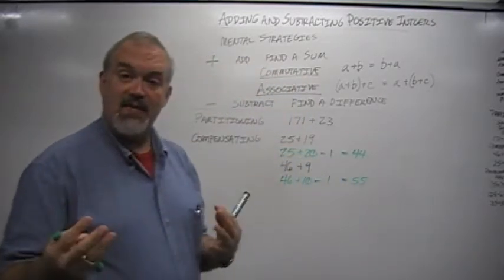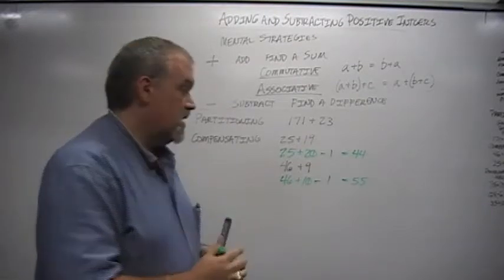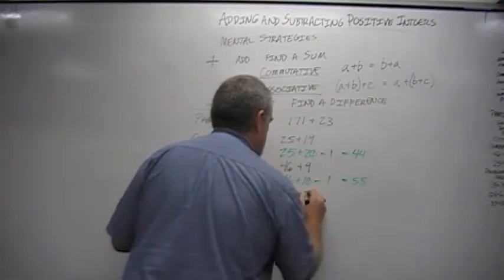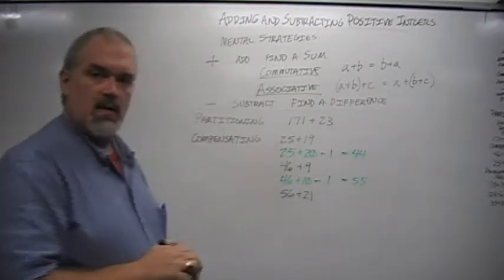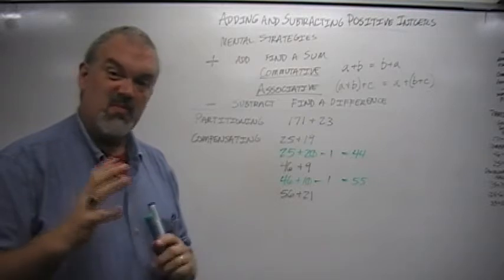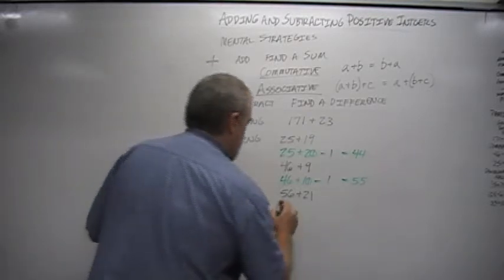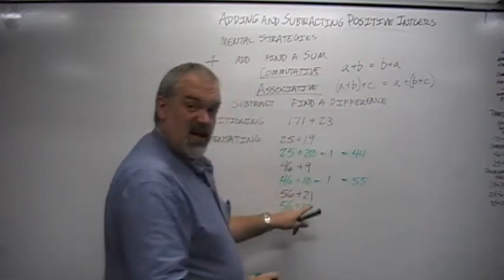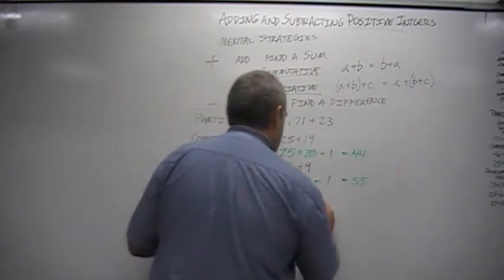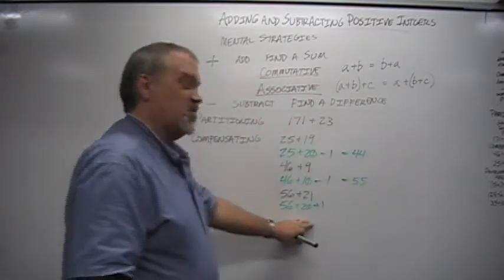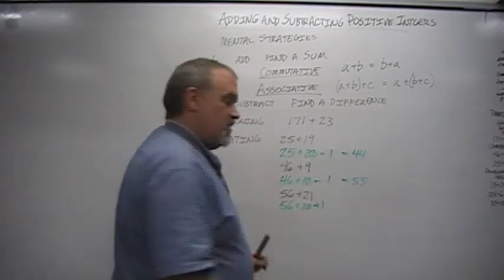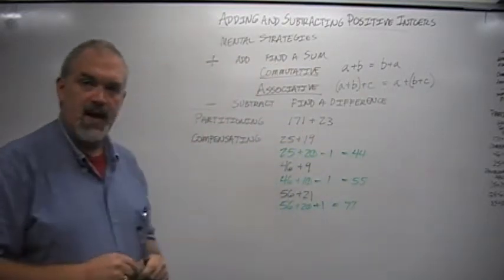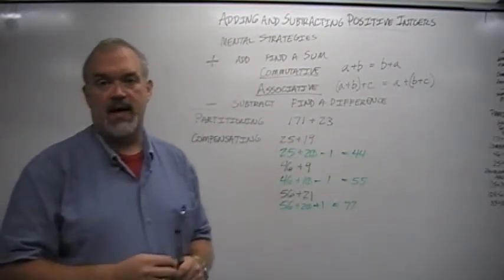Now we can do the same thing in the other direction as well. So let's say, for example, that we had 56 plus 21. Okay? Now, that problem would be slightly easier if we said 56 plus 20, and then we left a 1 off, so we have to add that 1 back in. 56 plus 20 is 76, and then add another 1, and that gives me 77. Okay? And that is compensating.